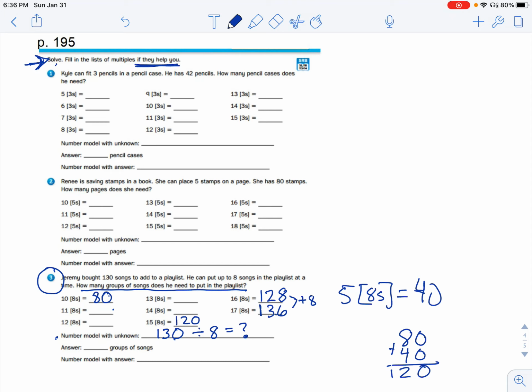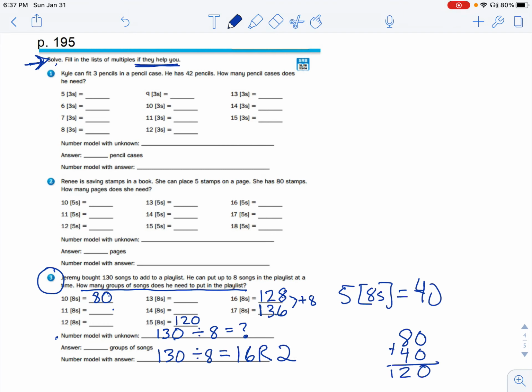But this is the same idea, right? So let's actually do our number model with answer first. I would write that 130 divided by 8 is equal to 16 groups of 8 with a remainder of, that was 128, we need to get up to 130, so remainder of 2 songs left over.